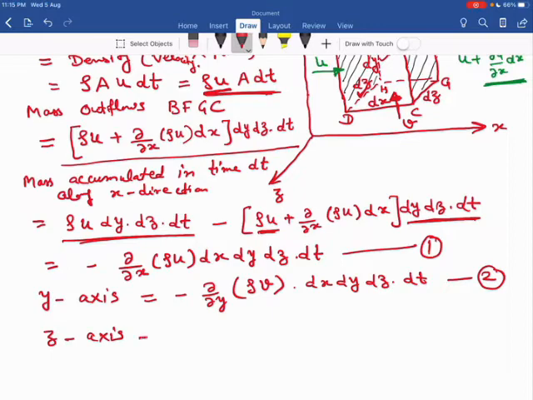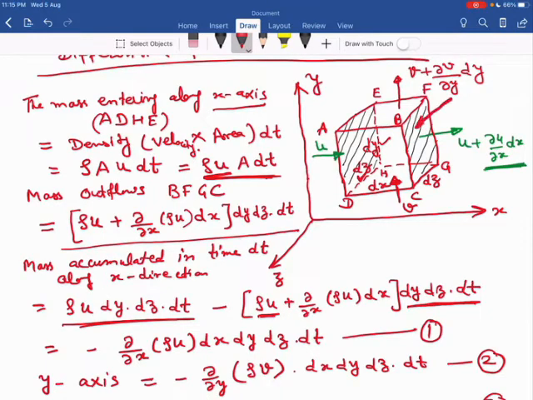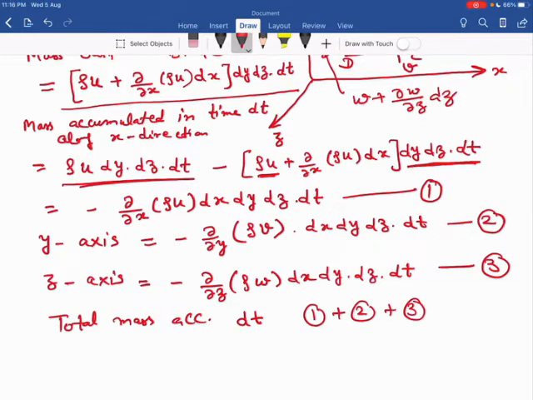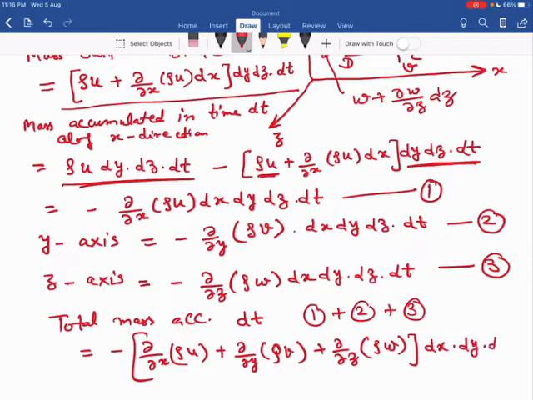This is equation number 2. Similarly along the z axis it is minus curly by curly z of rho w into dx dy dz into dt, equation number 3. On the back face you have velocity w and on the front face velocity w plus curly w by curly z into dz. Now the total mass accumulated in time dt is the sum of equations 1, 2 and 3. That is minus curly by curly x of rho u plus curly by curly y of rho v plus curly by curly z of rho w, into dx dy dz into dt. This is equation number 4.